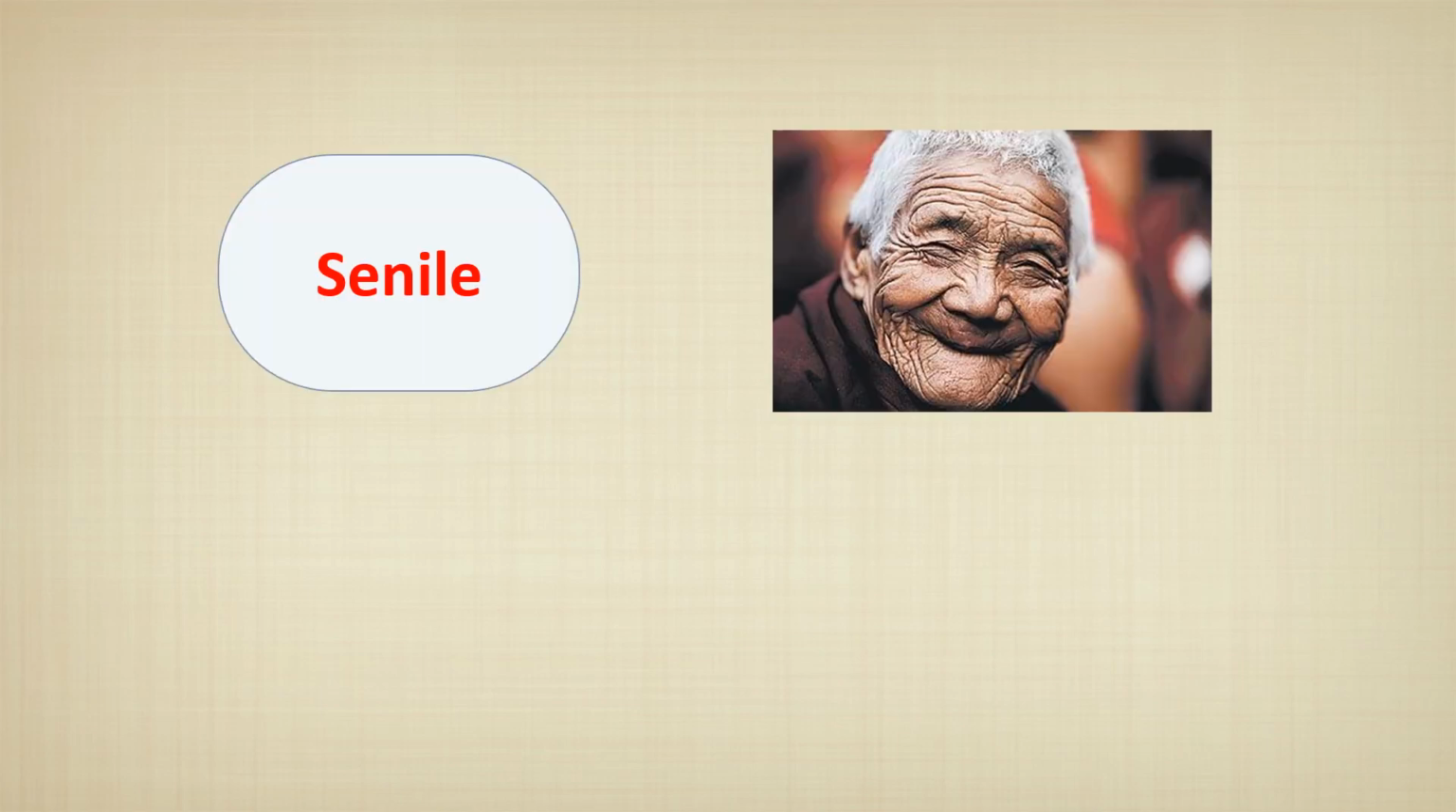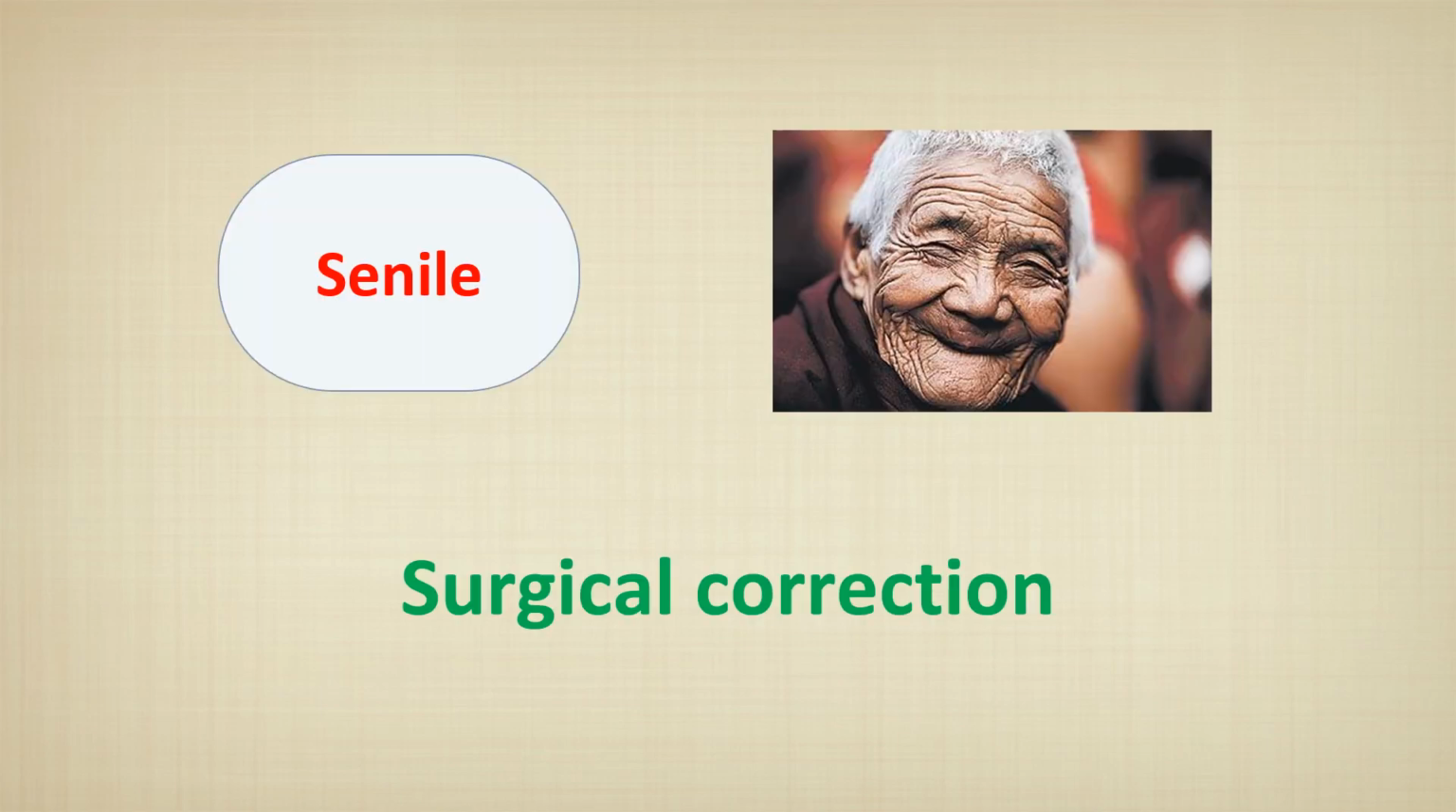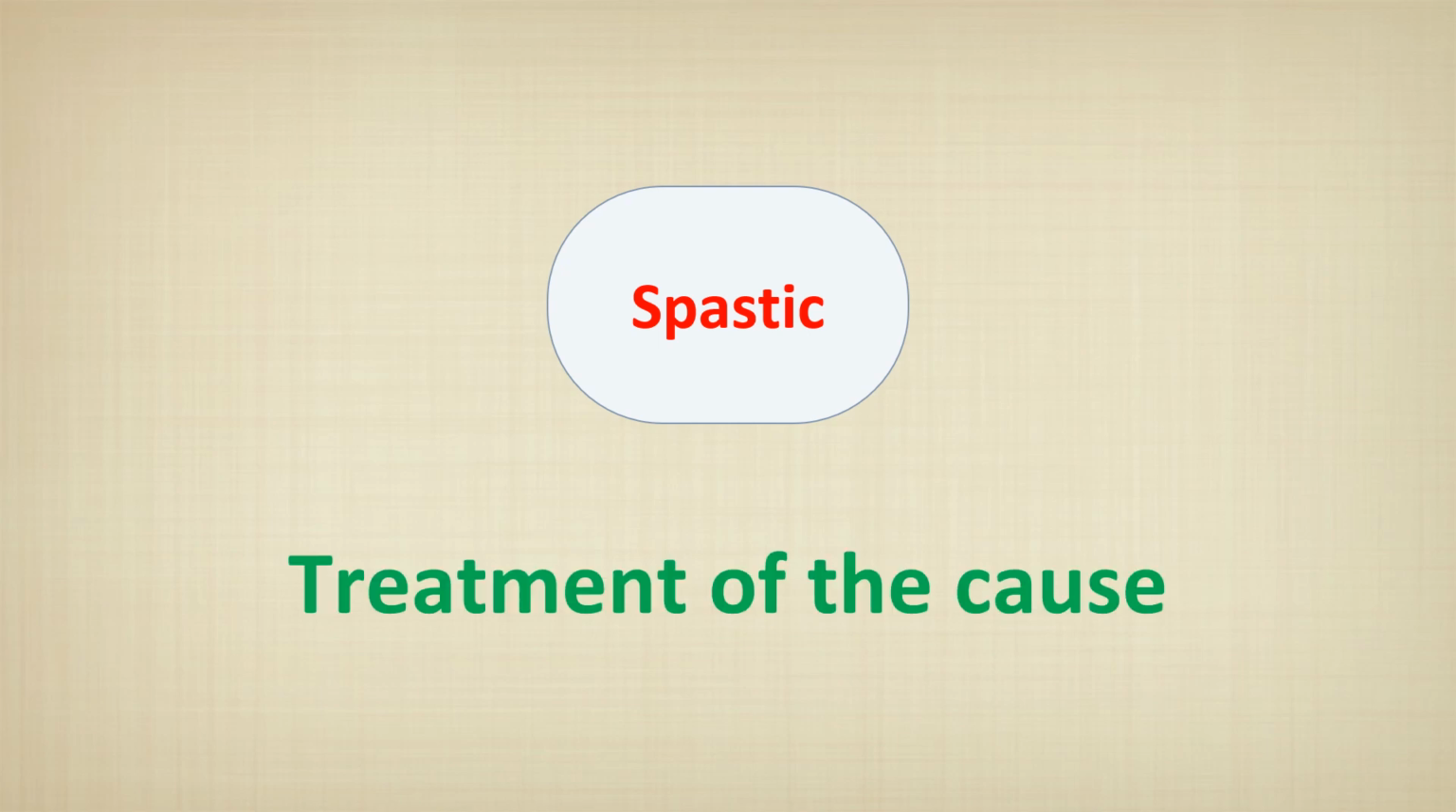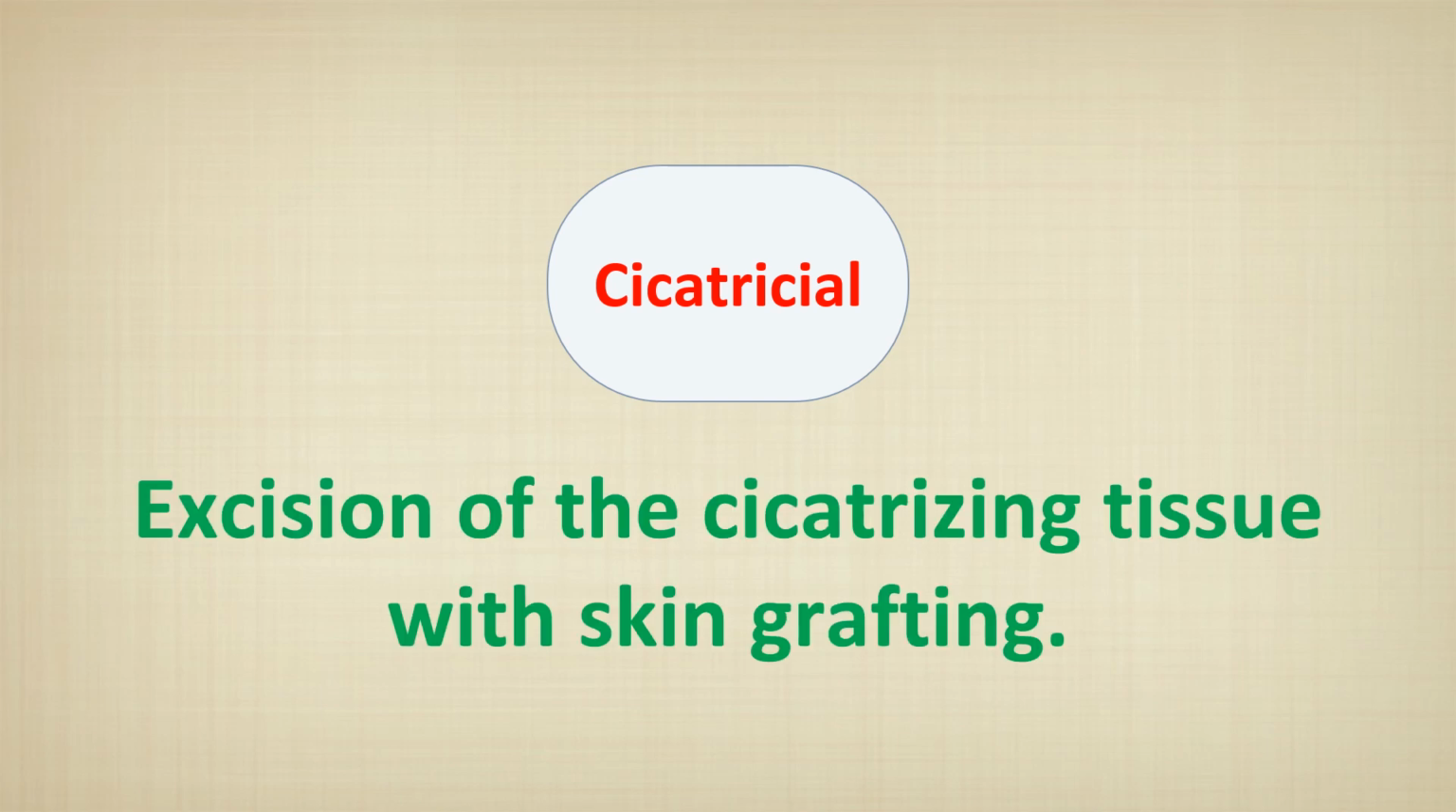In the senile variety, surgical correction is done. In the spastic variety, the treatment is treatment of the cause. In the cicatricial variety, we excise the cicatrizing tissue with skin grafting.